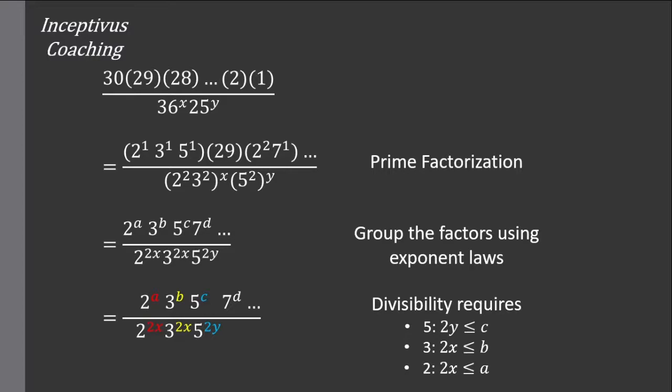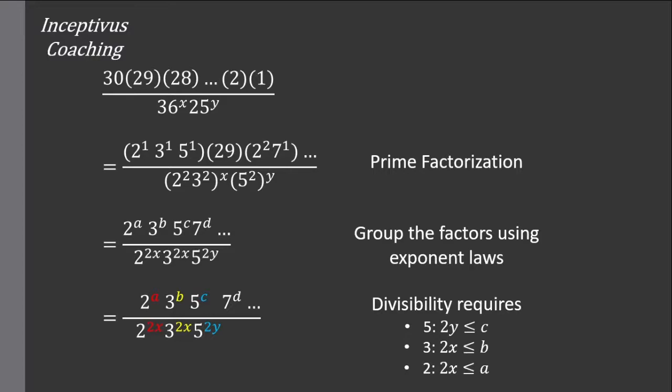Now, in order to compare the top and bottom, we need to group all the like factors together. So we do this using exponent laws. On the bottom, we have that multiplicative property that gets you 2 to the power of 2x times 3 to the power of 2x for the 36 to the power of x. Then 5 squared raised to the y just becomes 5 to the power of 2y.